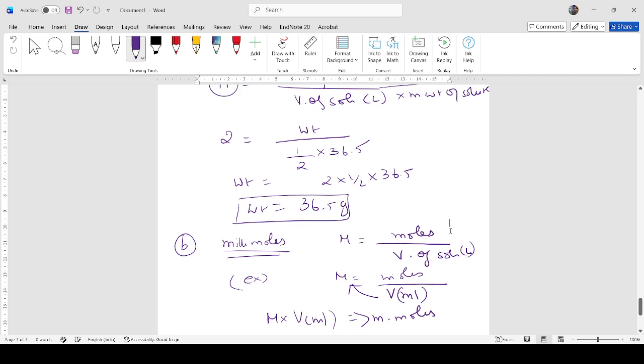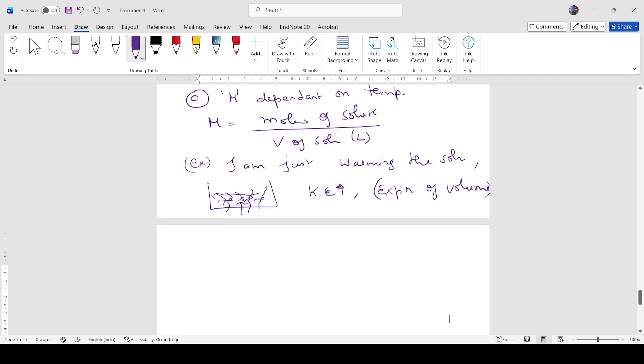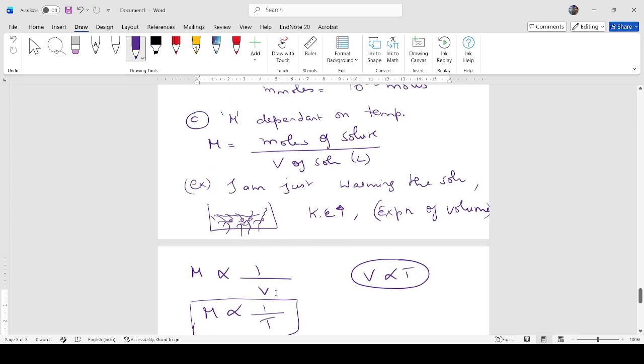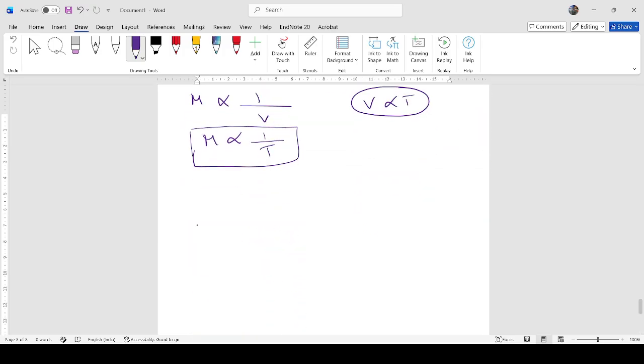You understand both of you? Yes, ma'am. So if there is an expansion of volume, consider molarity is inversely proportional to volume, but volume is directly proportional to temperature. So can I say molarity is inversely proportional to temperature? Can we say this? Yes, ma'am. So this is another question that you could definitely get. 2025 JEE Mains also provided the same type of question here: molarity dependence with respect to temperature. Okay, so this is with respect to the molarity term.